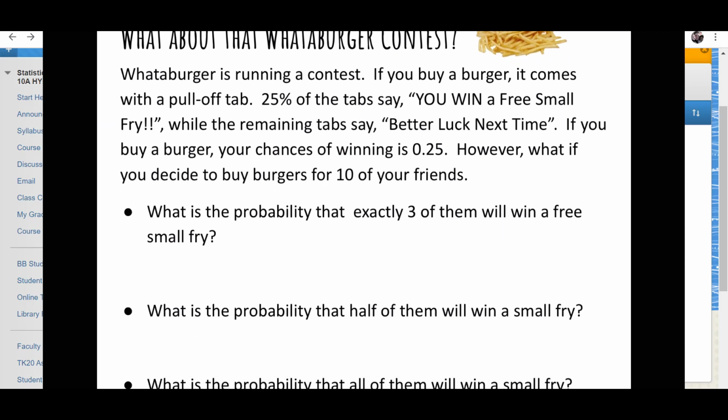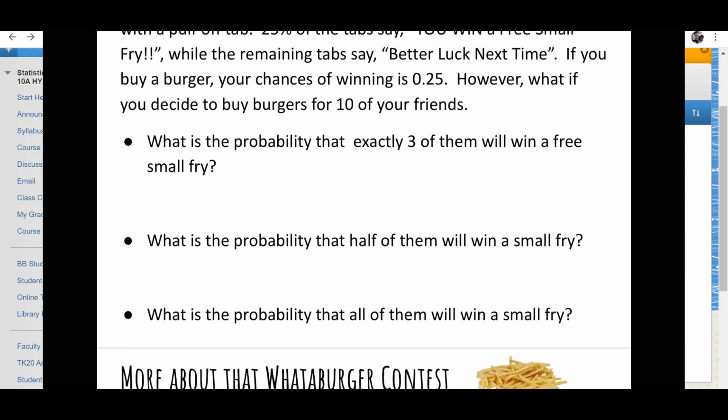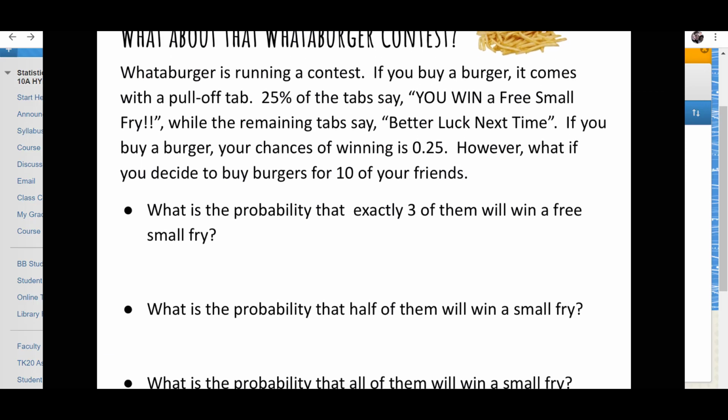This is a binomial distribution. If you'll remember, we're getting burgers for 10 friends, so that's a fixed number of trials. There are 2 outcomes. You either win a fry or you don't win a fry. A success is winning a fry. The probability of a success is 25%, because if 25% of the tabs say you win, that means you've got a 25% chance, or 0.25, of winning a free small fry. And the probability is the same for every trial. And then the trials are independent of one another. So it does meet all the criteria for being a binomial distribution.